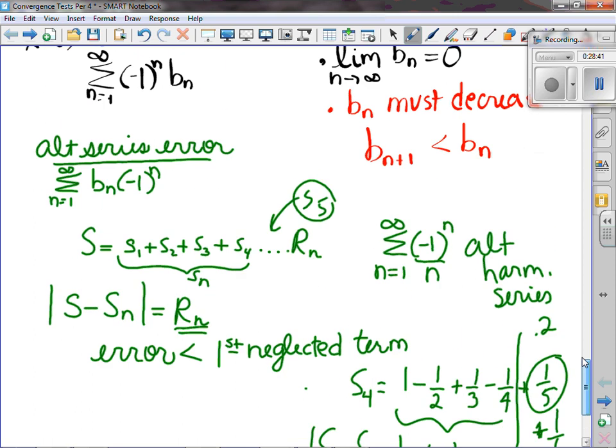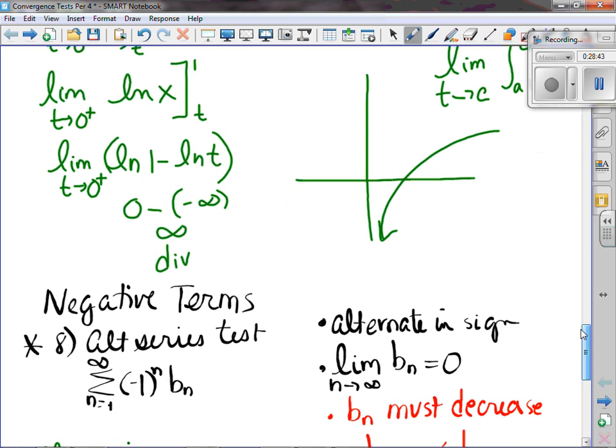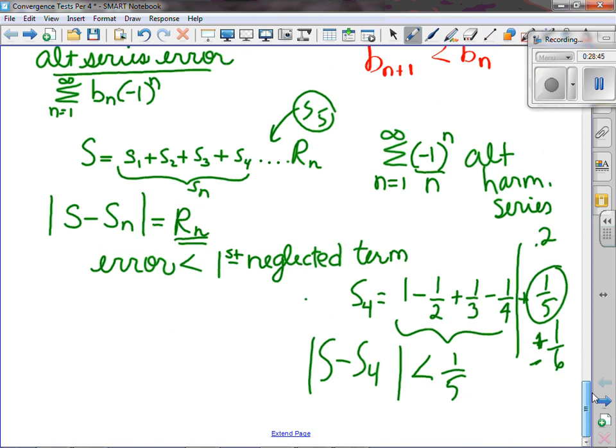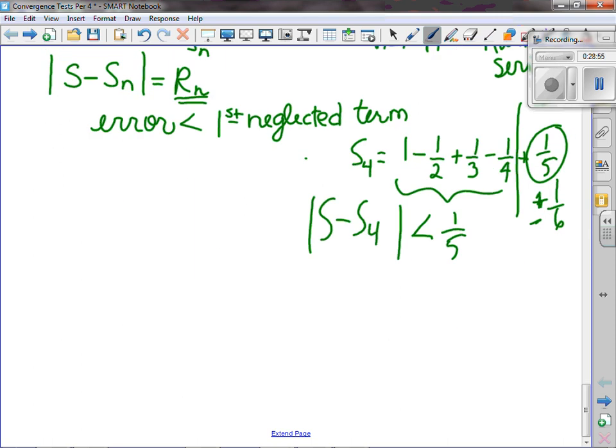What happens, now these are for negative terms still, but what happens if they're not alternating in sign? So an example of things that don't alternate in sign would be the summation of the sine of n pi over n. I do have negative terms, but they're not alternating. And in this situation, I would write them out, because I don't know what it's going to do.